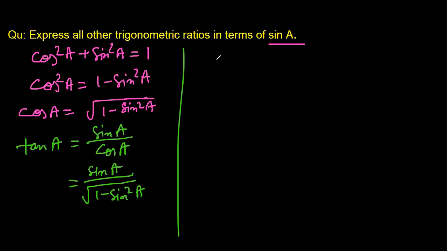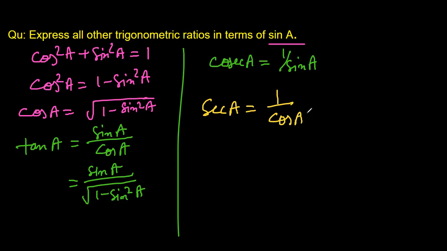Like cosec A would be the reciprocal of sine, so you can say 1 over sine A. Look, even cosec A is being expressed in terms of sine A. Now the next one is sec A, the reciprocal of cos A. So we can express sec A as 1 by cos A. But we want to write this in terms of sine, so that would be 1 by the square root of 1 minus sine square A.